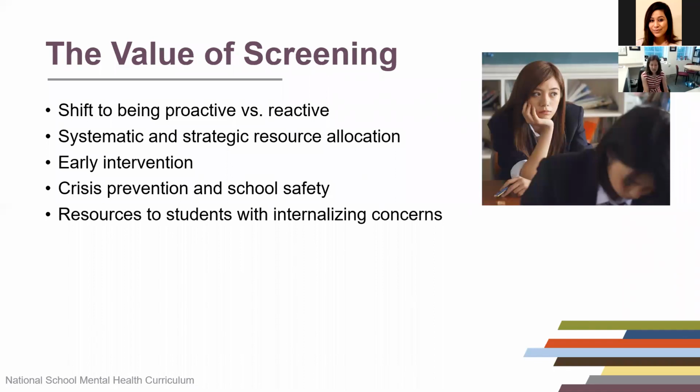And when I say that, I'm very thoughtful about what I mean by that. I mean that we want to make sure that we're addressing student concerns early, using that proactive approach, so that we're able to meet students' needs, understand needs, and make sure that we're getting students the supports they need early in the process. We're especially thinking about resources for students with internalizing concerns who may not show up in our more typical referral processes.